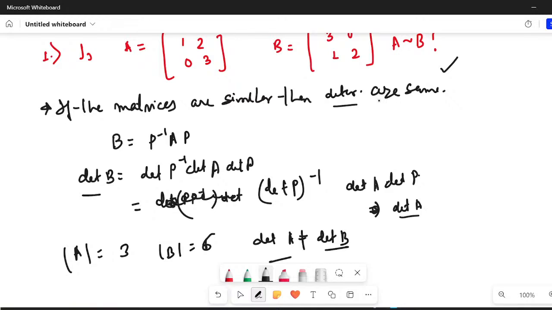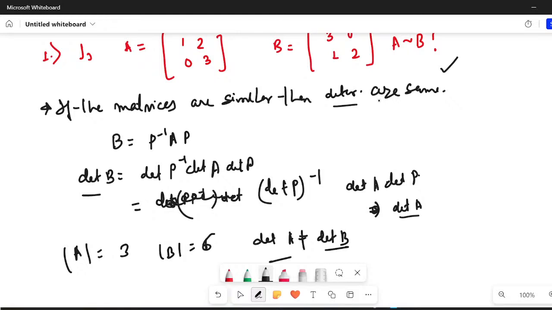I think there is only one student right now. Are you getting my point? So these two matrices are not similar. This is something that you can see. Good. Now just try to do this question.